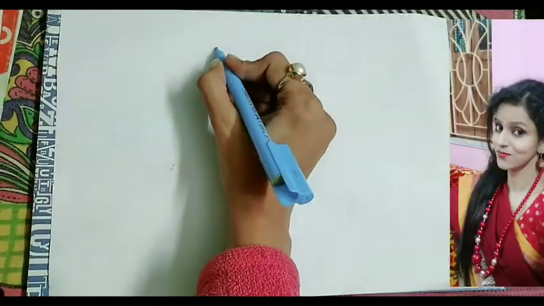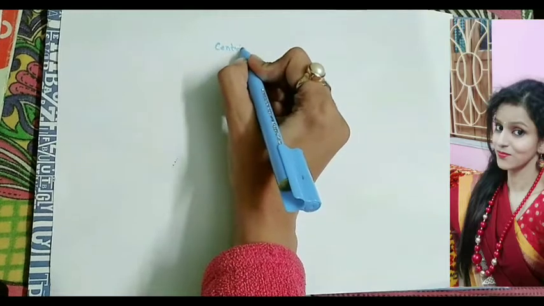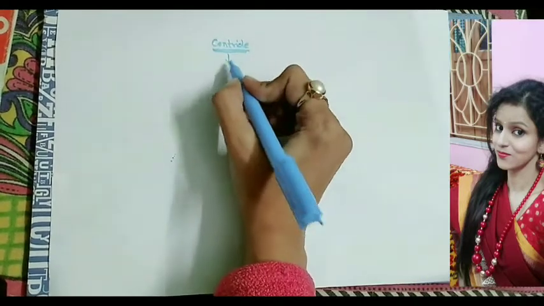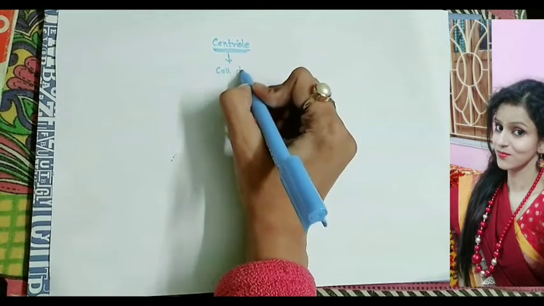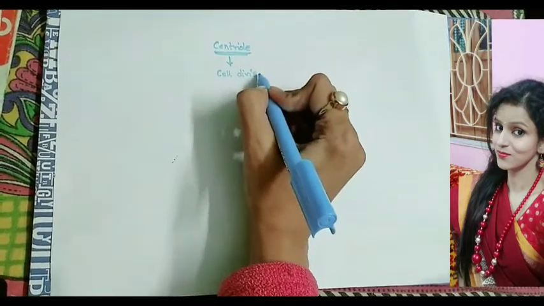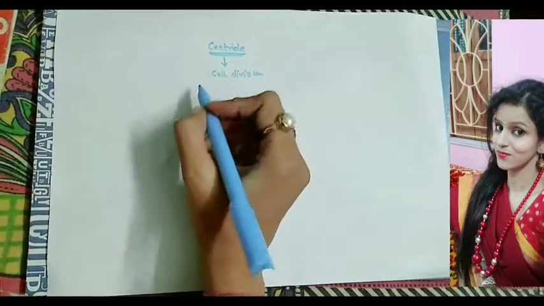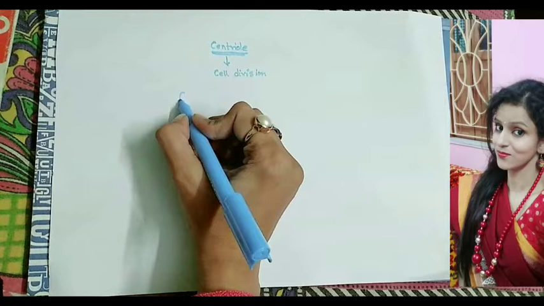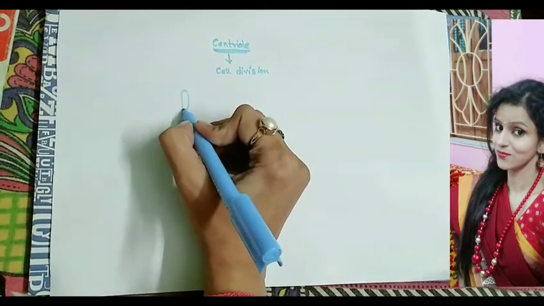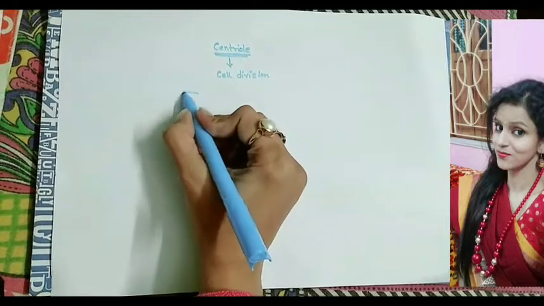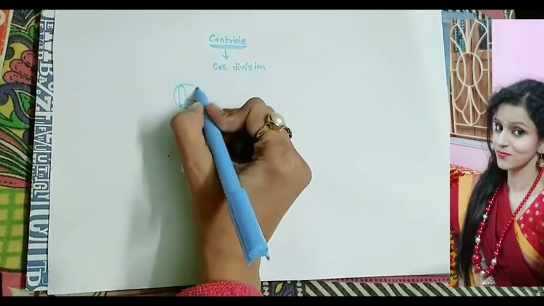Now I will discuss the next portion, that is centriole. Centriole actually helps in the process of cell division. Okay, now I will first draw the centriole. Actually, in order to construct the centriole, you have to put two cylindrical pieces at a 90-degree angle, and in this way you have to fit them inside the circle.